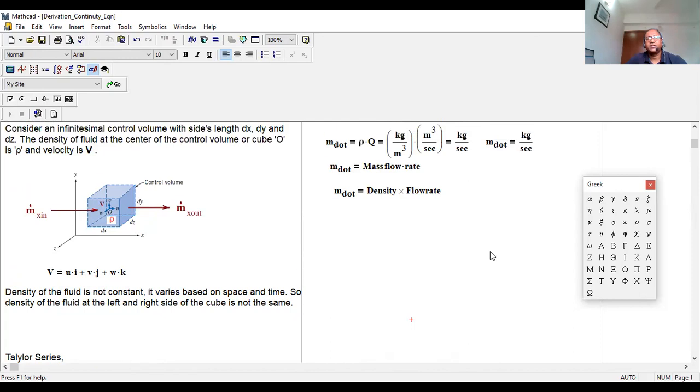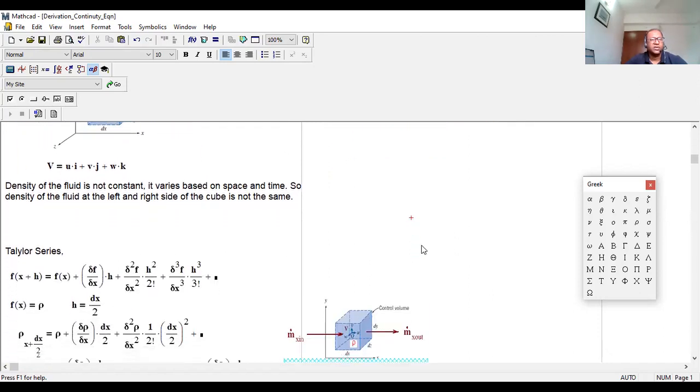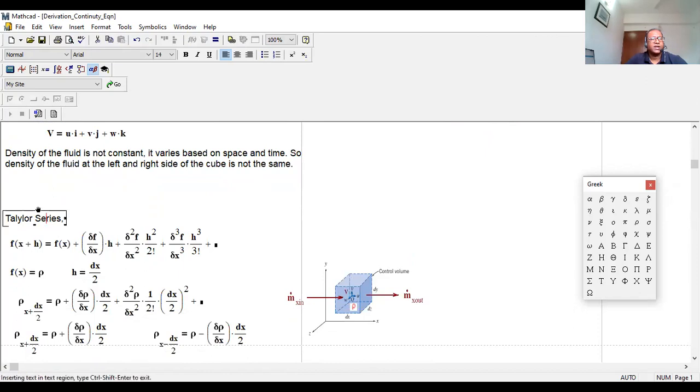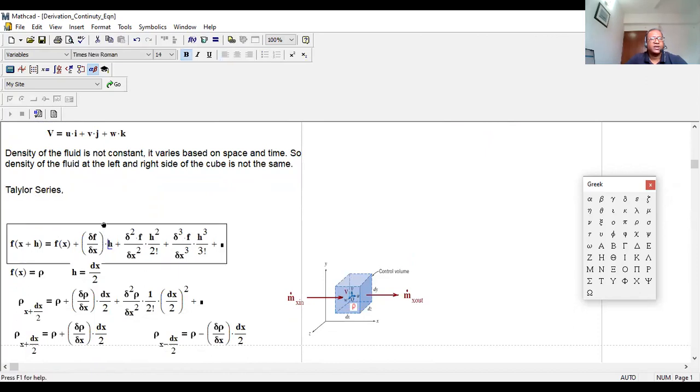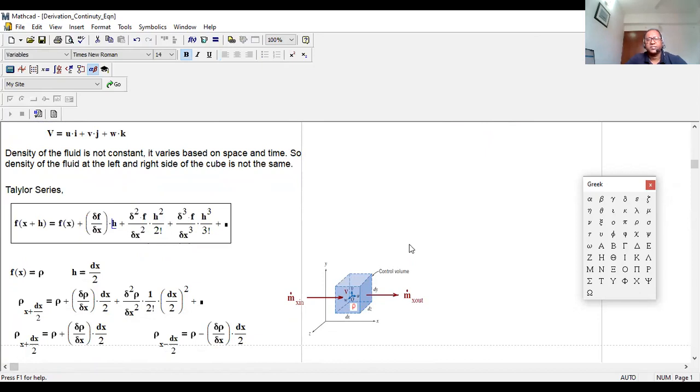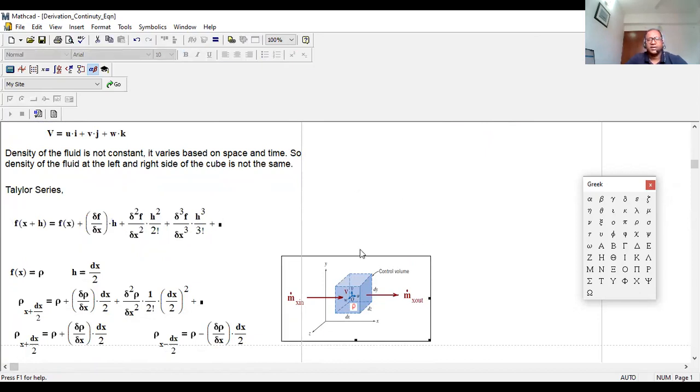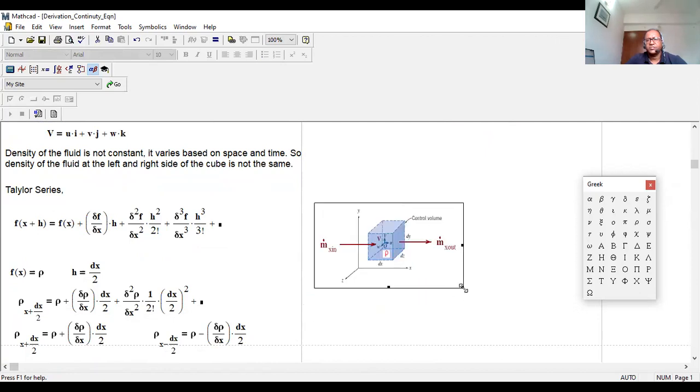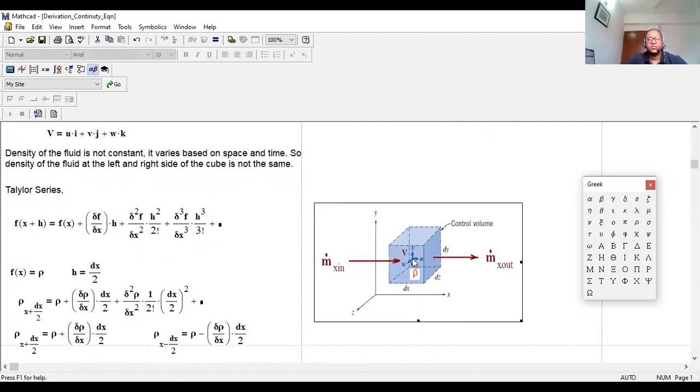And how will we get m dot? It is equal to rho into q. And what is q? Area into v. I know this area, dy dz, into u. If I know the u, that means the velocity, and the density, then I can figure out m dot. Okay, that's the intention. So right over here, I was trying to show you by Taylor series. This is my Taylor series. So at the center, the density is rho.